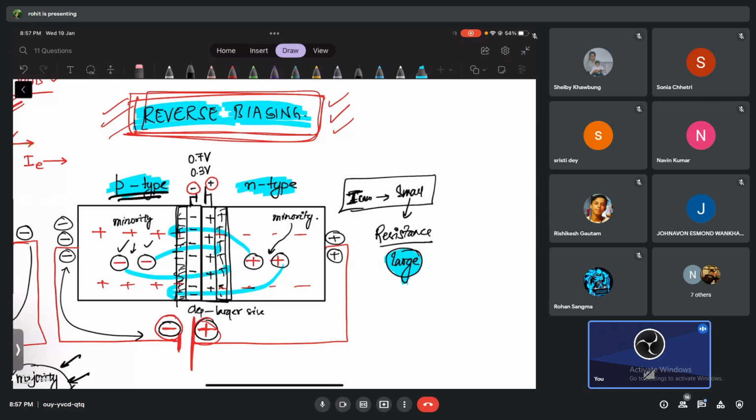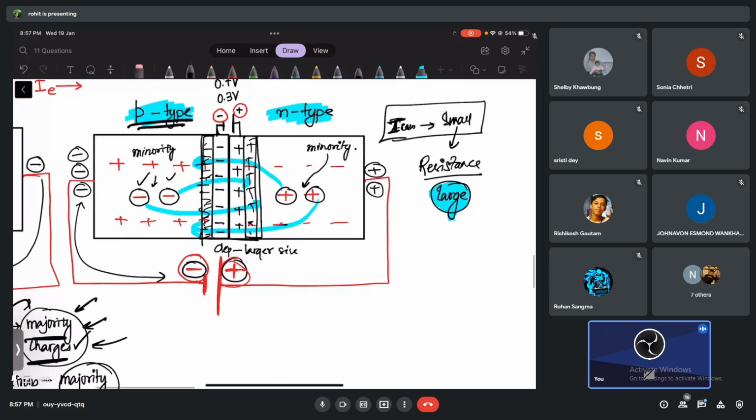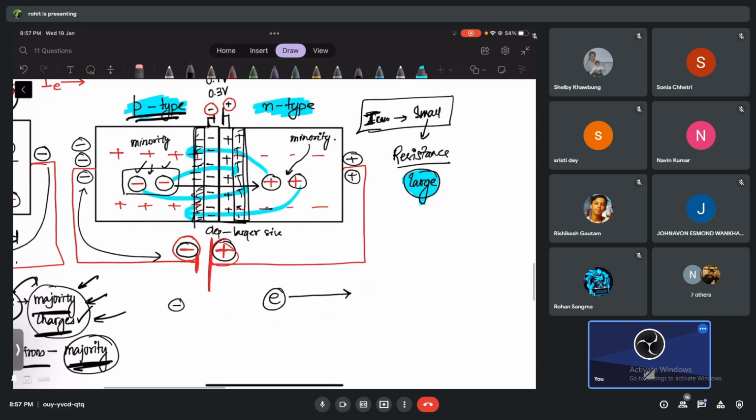Look at the signs and the direction of your current. In this case, these electrons are going to the right, from P towards N. So if electrons are going to the right, tell me what is the direction of current due to electrons? It will be towards the left. So electrons are giving you current to the left.